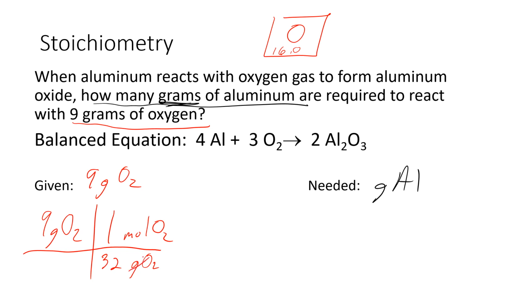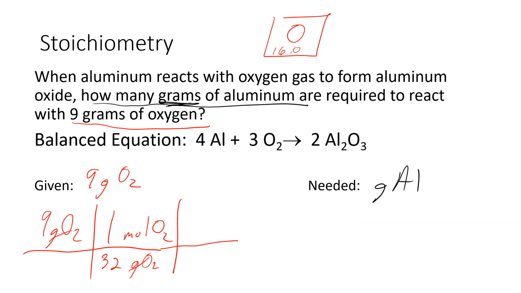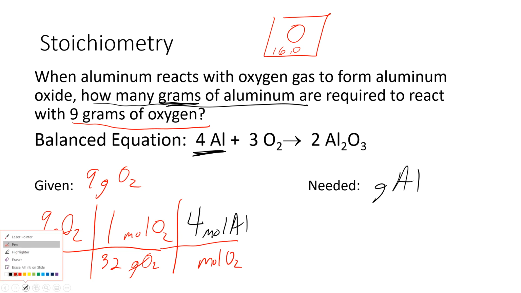Now, that gets rid of grams of oxygen. We're in moles. Out of moles of oxygen and into moles of aluminum. Even though we need grams at the end of the day, moles of aluminum will take us close. And that relationship is right here. There's 4 moles of aluminum for every 3 moles of oxygen. That gets rid of moles of oxygen.